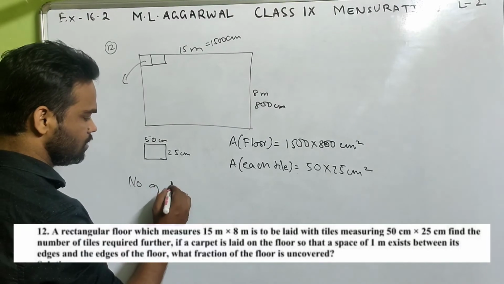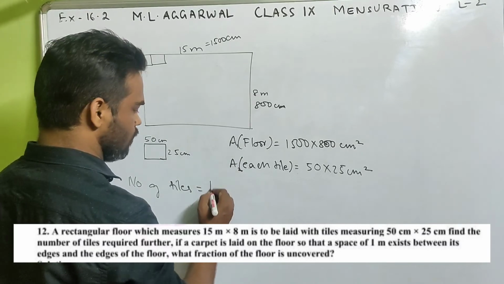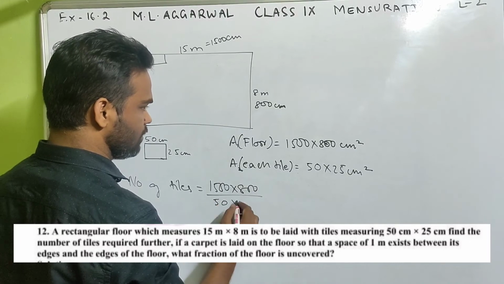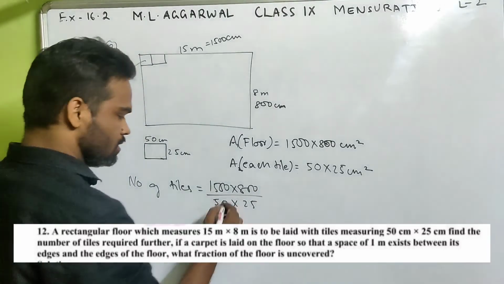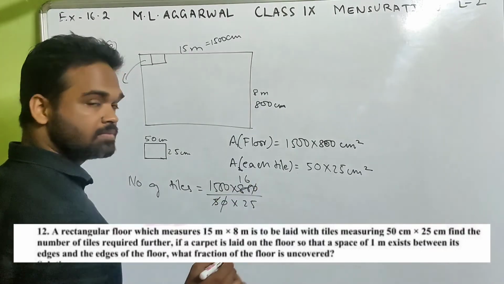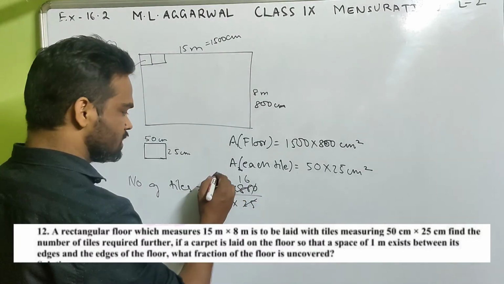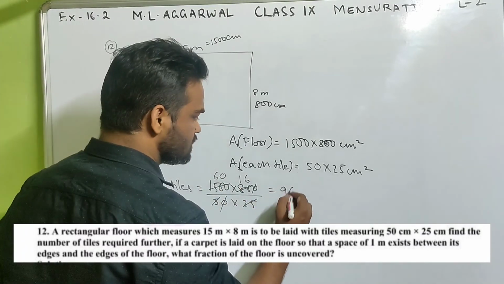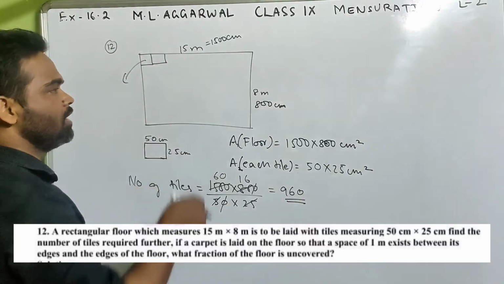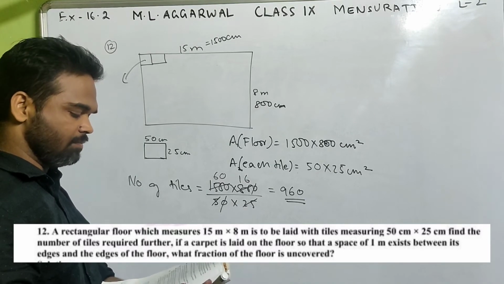We divide the two. Number of tiles required, A1 by A2. So 1500 multiplied by 800 divided by 50 multiplied by 25. 0, 0 goes away. 5 ones are 5, 16 times. Done. 25 ones are 25, 60 times. So that's 960. So how many tiles will be required? 960, simple. The area of the floor by the area of each tile.